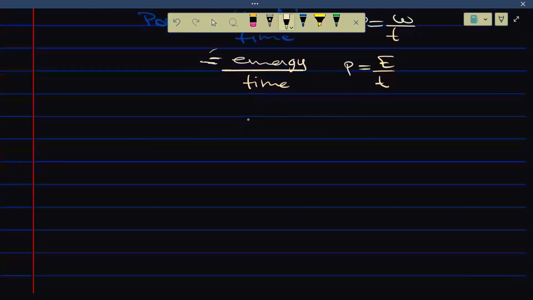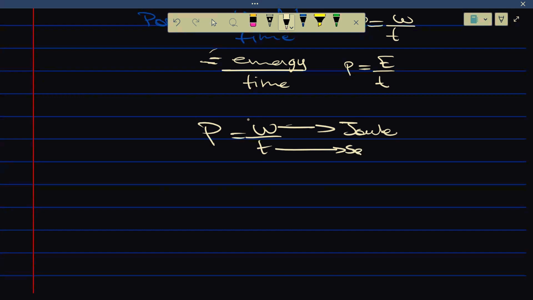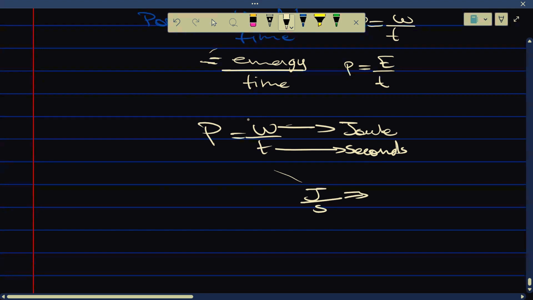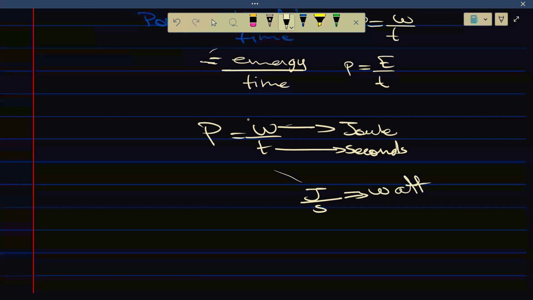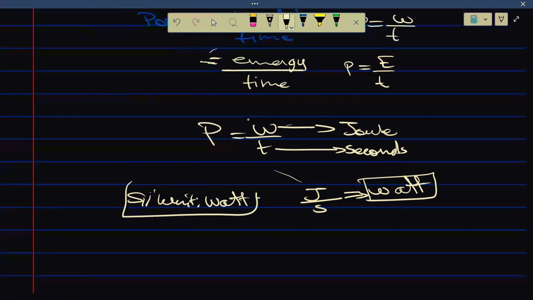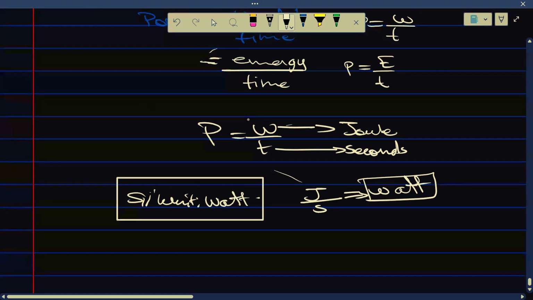So when we write P is equal to W upon T, what is its unit? The unit for work done is joule, and the unit for time is seconds. So its unit is joule per second, and this is also known as watt. Watt is the SI unit of power.